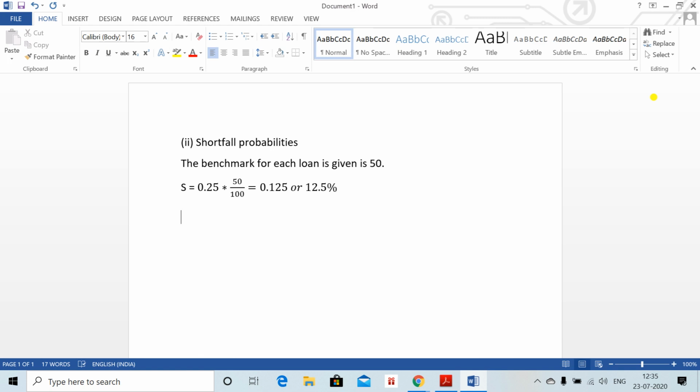And the junior loan will not achieve the benchmark if the loss is greater than 0. The shortfall probability for the junior loan will be the probability of loss being greater than 0. So that will be equal to 0.25 or 25%.